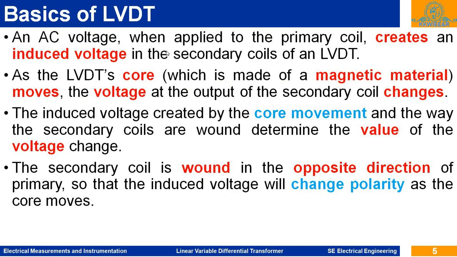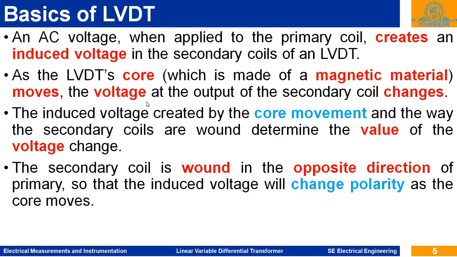An AC voltage applied to the primary coil creates an induced voltage in the secondary coil of an LVDT. Okay. So it is a transformer. When the primary coil of the transformer is supplied by AC supply, then an EMF is induced on the secondary coil or secondary winding of the transformer. As the LVDT's core, which is made of magnetic material, moves, the voltage at the output of the secondary coil changes.